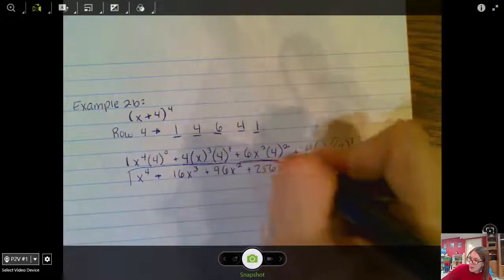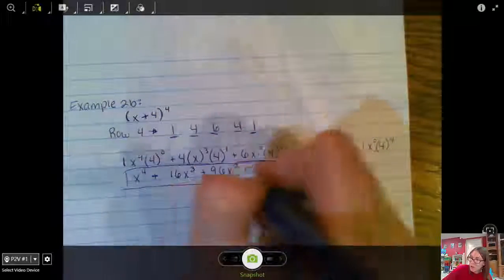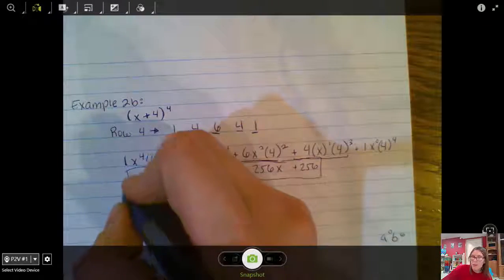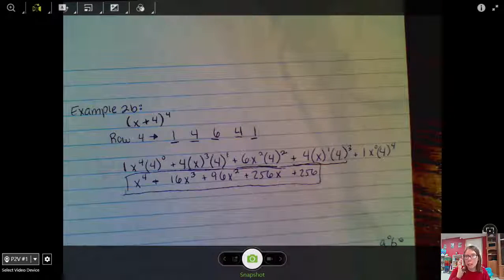Okay, this is a nice easy way to expand our polynomials. And again, we could have done to the 4th power by hand, x plus 4 times x plus 4 times x plus 4 times x plus 4, but this takes up a lot less space, a lot less room for error.